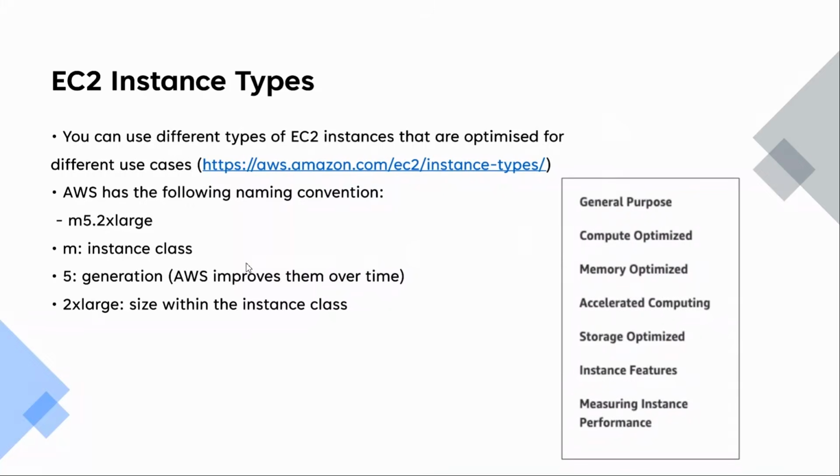AWS has a naming convention which says m5.2xlarge. It means that M determines the instance class. So this is a memory optimized machine. We are going to see what class it belongs to later on. So it's an instance class. 5 is the generation, and AWS improves them over time. 2xlarge is the size within that instance class. It's like the XL and double XL sizes you get in clothes, same thing is happening over here. A very vague comparison, but I think it works.